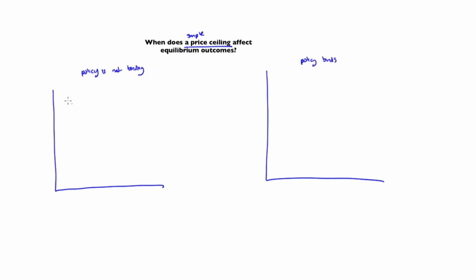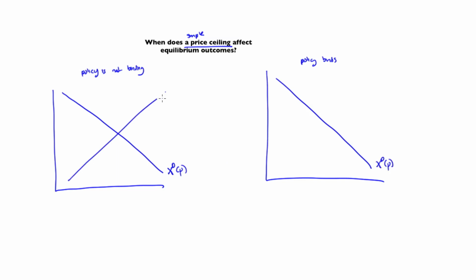In both cases, I'm going to draw exactly the same supply and demand diagrams. So this is the demand in the market as a function of price, and let's say this is the supply as a function of price. It doesn't matter what the details really are, but I'm just drawing it like this. The key right now is that they are the same. In both cases, the equilibrium is this quantity and this price, which is the same.